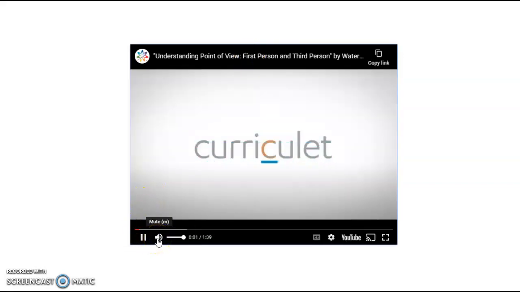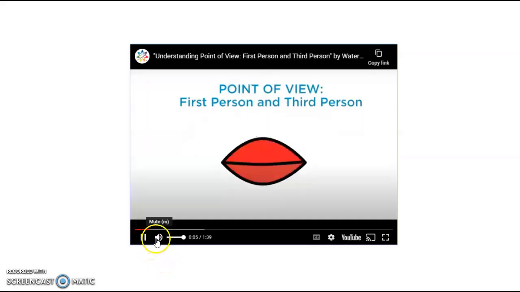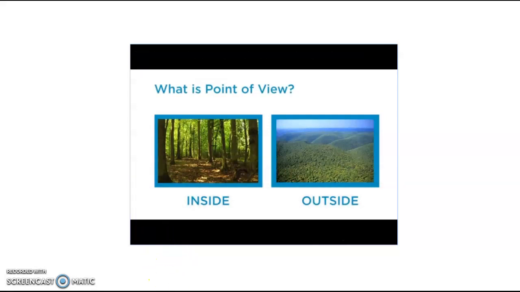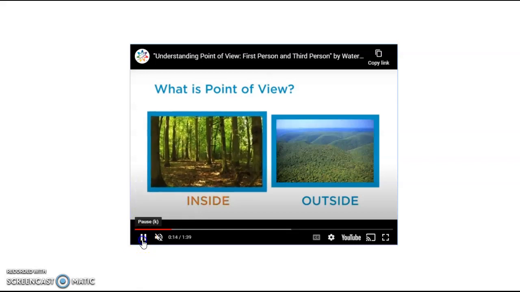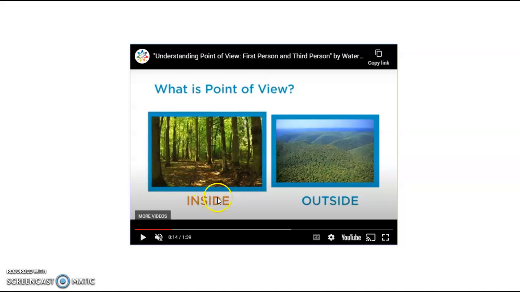First person point of view. Point of view can be first person or third person. First person point of view would be like if you are walking in the forest right here. See how you can see all of the trees? If you are inside the story, then it's first person point of view. Then you tell the reader the things that you see and the things that you do.